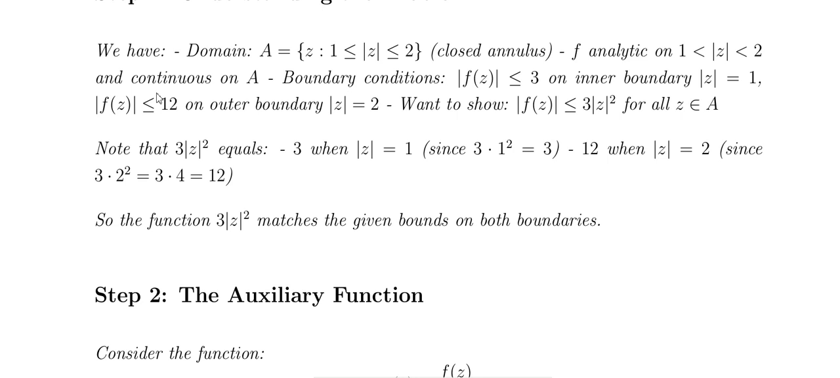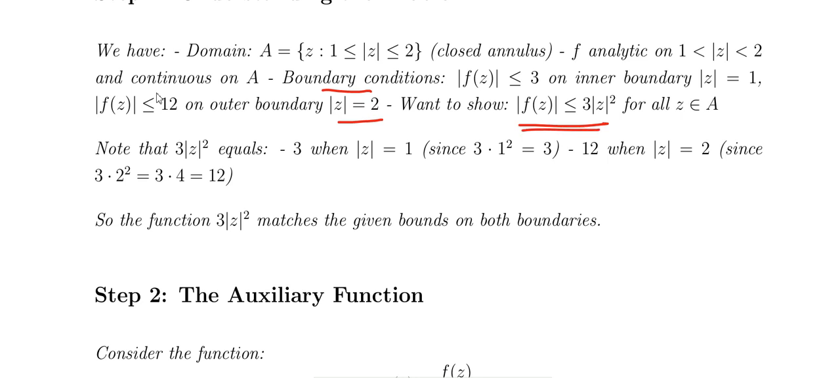So that is the problem. So A என்றது, that is some domain, that is closed annulus. Function is analytic in 1 less than mod z less than 2 and continues on the boundary. இல்லையா? Mod f of z less than or equal to 3 on the inner boundary, mod z equal to 1, and mod f of z less than or equal to 12 on the outer boundary mod z equal to 2. Want to show that this one.